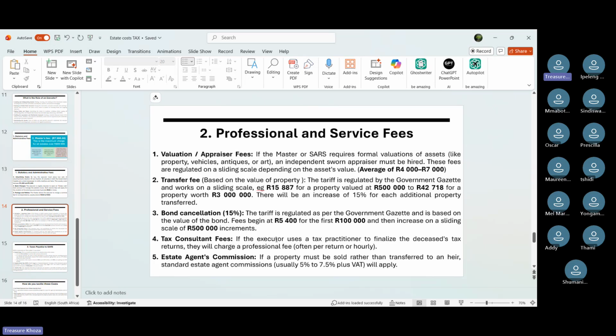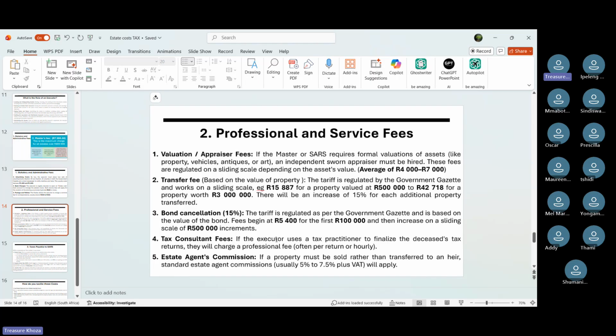The other fee is the tax consultant fees, but this one is not compulsory. If the executor of the estate uses a tax practitioner to finalize the deceased's tax returns, they will charge a professional fee. It depends whether they charge per return or per hour, because they differ. But if your executor is going to handle the tax issues too, there will be no need for you to pay tax consultation fees, because that person will do it as part of the overall work they charge you for. But if they hire someone outside, then you have to pay the tax consultant fees.